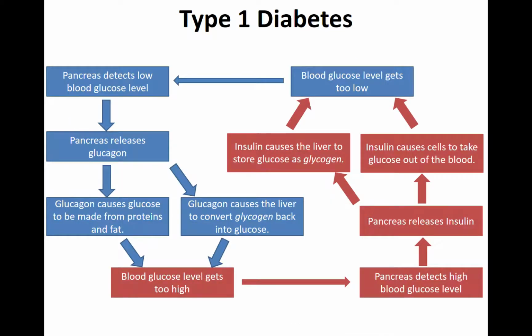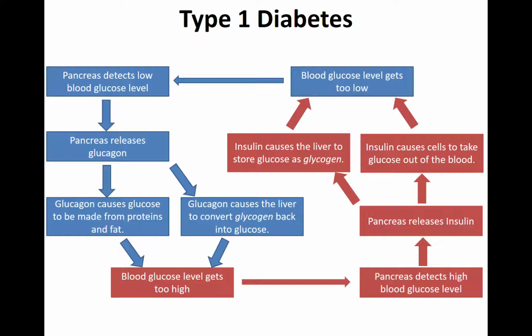So let's look at our blood glucose cycle. Homeostasis keeps blood glucose at the same level throughout the day. The pancreas detects if it's too low, causing it to release glucagon. The glucagon causes the liver to convert glycogen back into glucose, and glucose to be made from proteins and fats, which then causes the blood glucose level to get too high. The pancreas detects this and produces insulin. The insulin causes cells to take glucose out of the blood, and it also causes the liver to store glucose as glycogen, causing the blood glucose level to get too low.